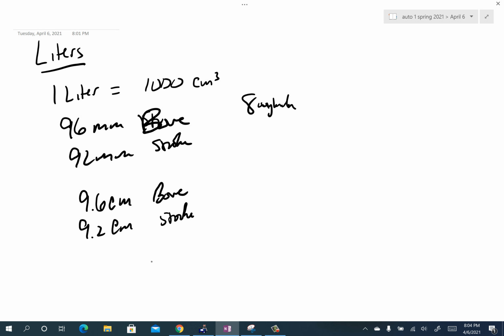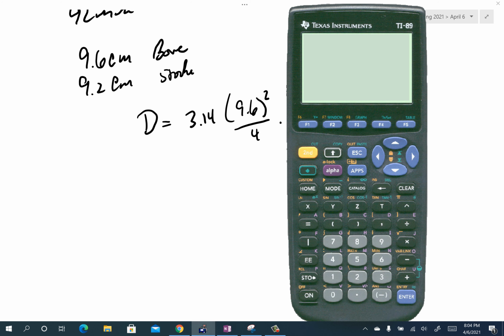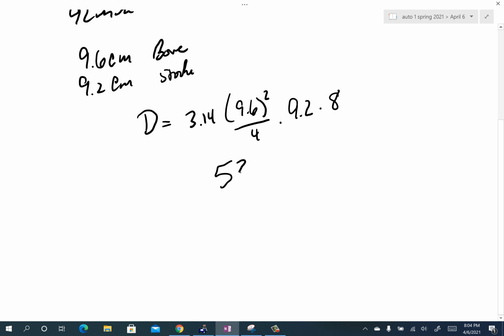And then what do I do, Mr. Groom? Well, it's like this, friend. Displacement is equal to pi times the bore squared divided by 4 times the stroke times the number of cylinders. You're like, Mr. Groom, this is a big number. I got a huge number. Well, let's see what you got, friend. 3.14 times 9.6 squared divided by 4 times 9.2 times 8. I got 5,324. Good night, nurse. That's a lot, Mr. Groom. Centimeters cubed. That's true.